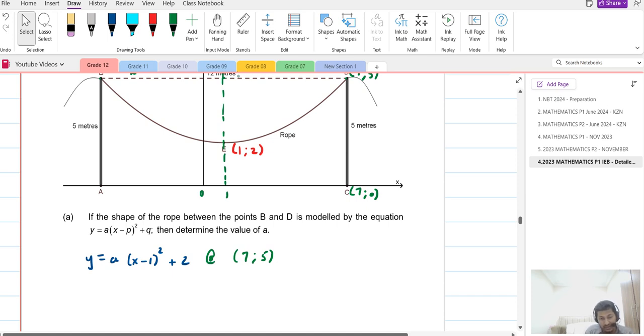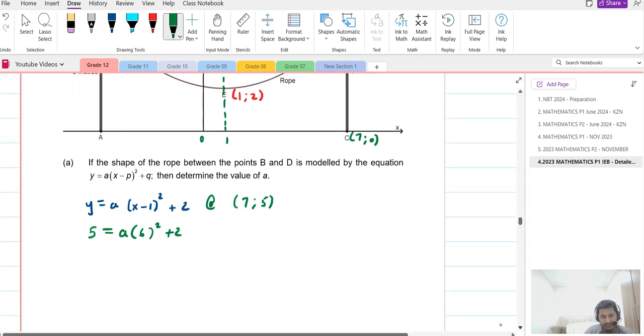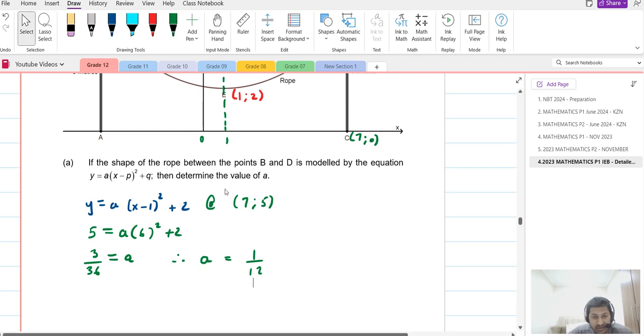So 5 is now equal to, what's the value of a? a is unknown, so (7 minus 1) all squared, which is 6 squared, plus 2. So 5 minus 2 is 3. 3 divided by 36 is a. Therefore a is equal to 3 divided by 36, which is 1 over 12. I hope you understood what we did there. Remember 7 minus 1 is 6, 6 squared is 36. Where did you get this 2 from?